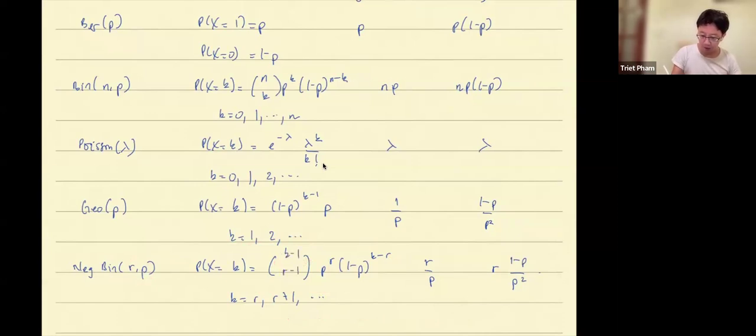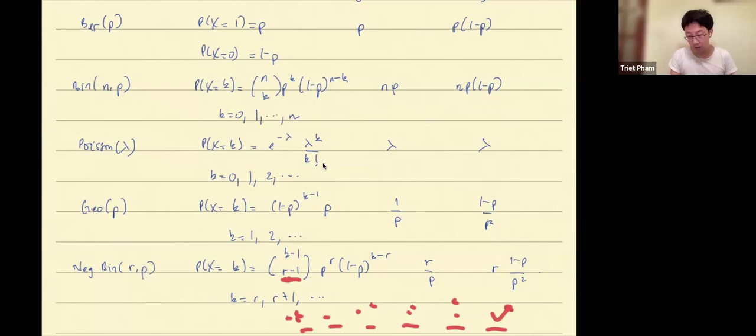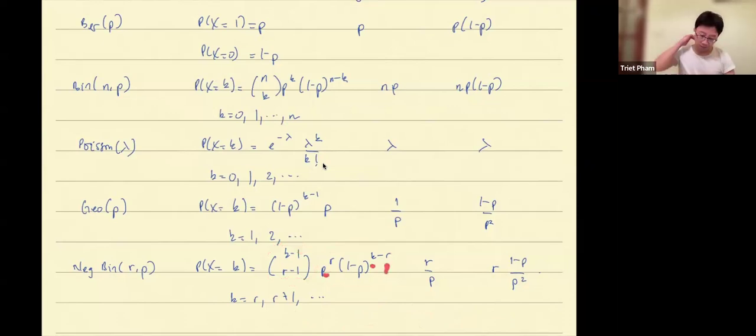you choose R minus one of them to be successes. So R minus one successes here, one success there, together is R successes. And that's how many ways you can have R minus one successes in the previous K minus one trials, and then the last trial being a success. That's just the probability of R successes, K minus R failures.